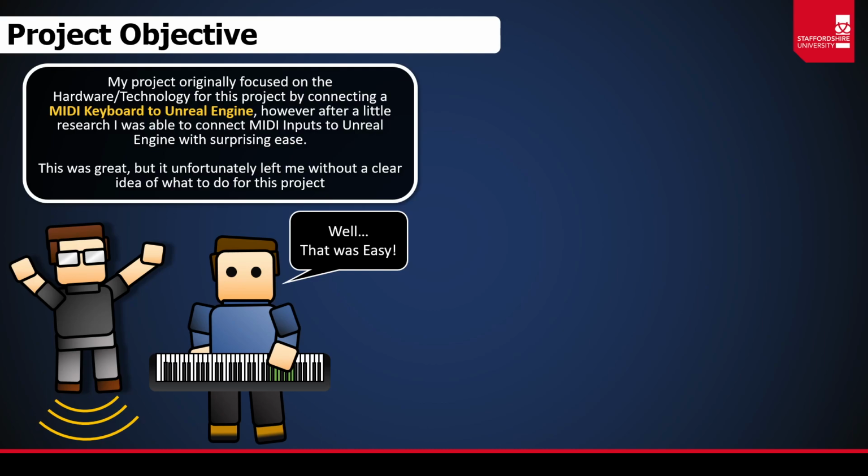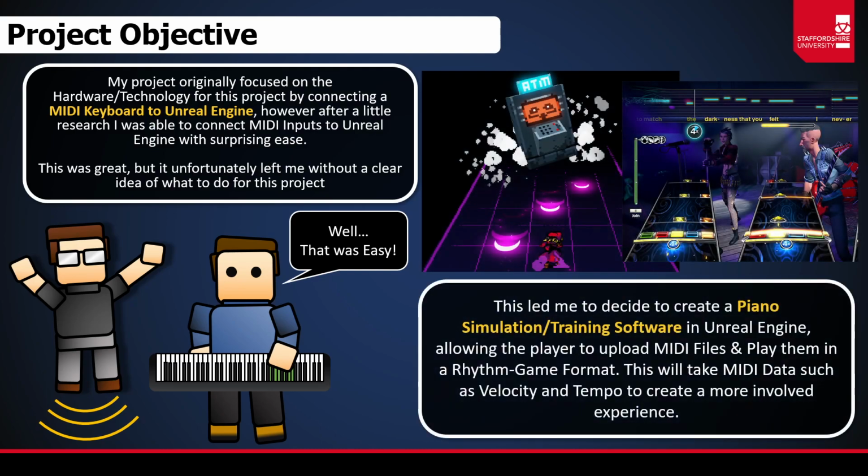And so once I gave it a little try, I was able to get it working quite quickly and just have a character jump to the velocity that the player inputted the keys. It's pretty easy. So I had to look bigger, and I decided, okay, instead of just making this technology work, let's see how we can implement it. So I'm going to create, slash have been creating, a piano simulation slash training software in Unreal Engine.